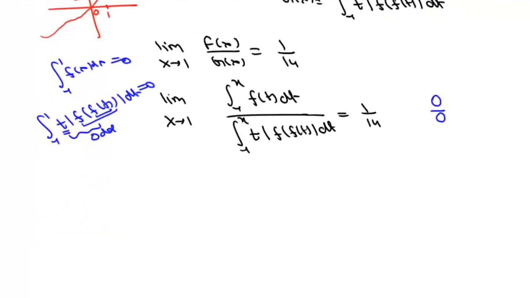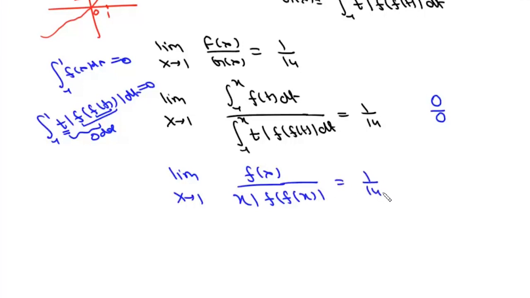So if we differentiate this, we can write this as the limit x tends to 1, f(x), and here will be x into mod of f(x), that is equal to 1 by 14. Now if you put x as 1, we write this as f(1) upon mod of f(1), that is equal to 1 by 14.